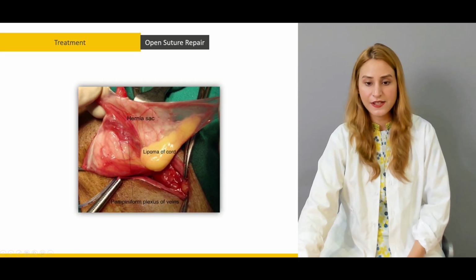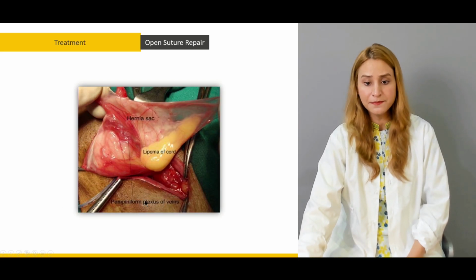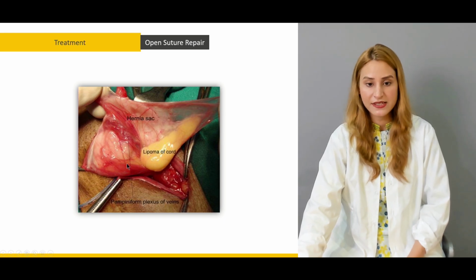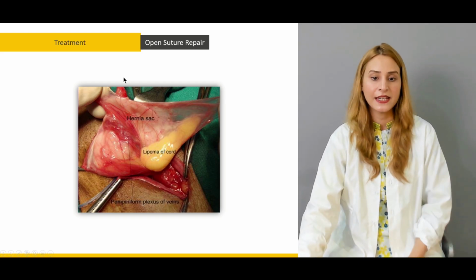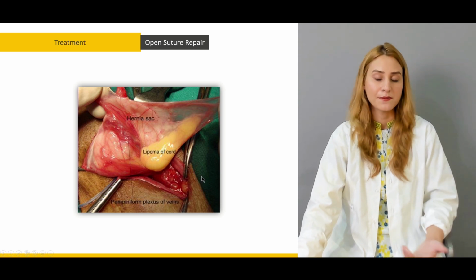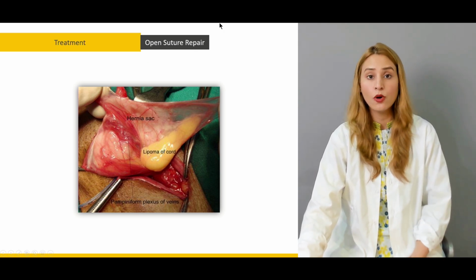Basically, this is the open suture repair. You can see here, this is the hernial sac, this is the lipoma of the cord, and these are basically the contents of the cord. This is the pampiniform plexus here. You can see here this is the hernial sac, and most of the time it's reduced. And then you put the sutures here on the sac, and then you reduce it back. This is the open suture repair.